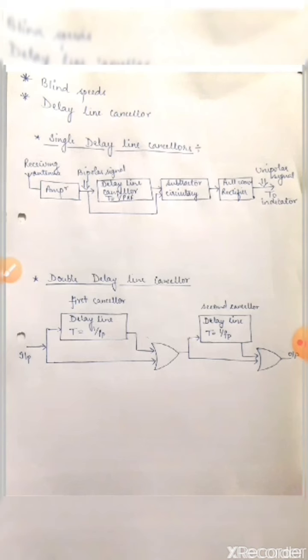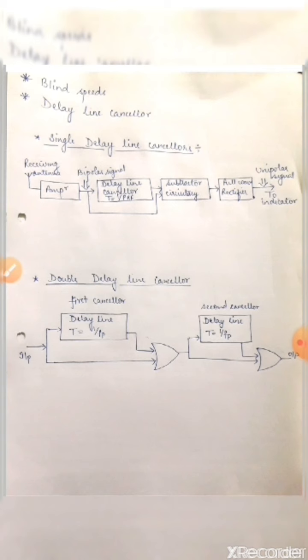Now the question is, what do you mean by blind speed in terms of radar? The radar blind speed is the speed at which the target will not be visible to the radar. This speed can be calculated based on the frequency or wavelength of the wave and the pulse repetition time.